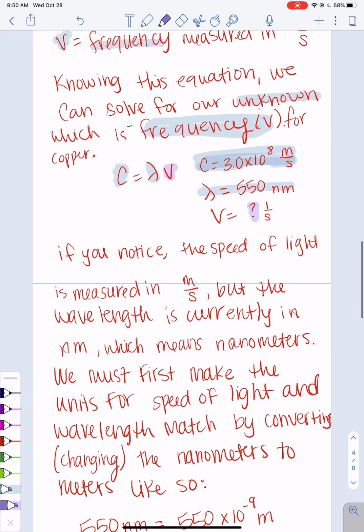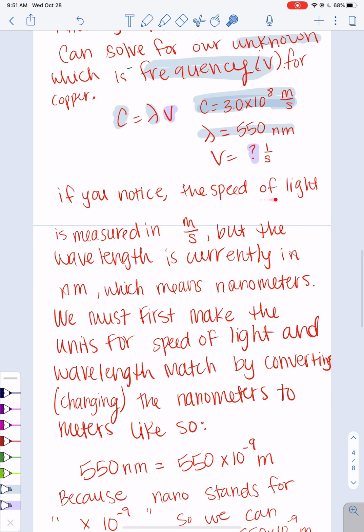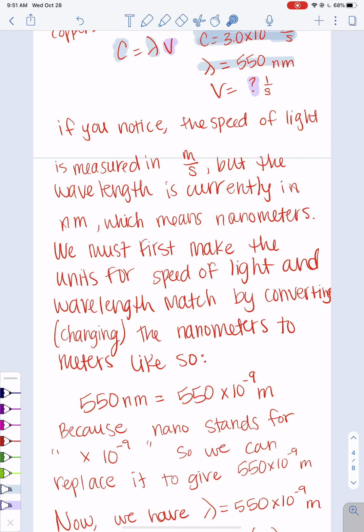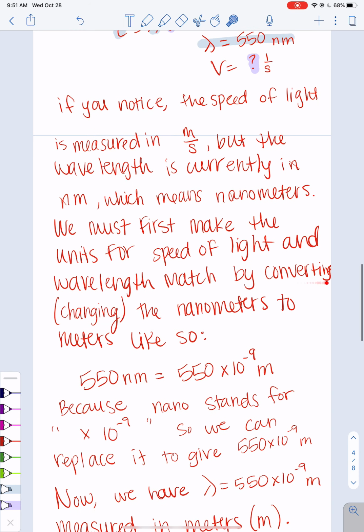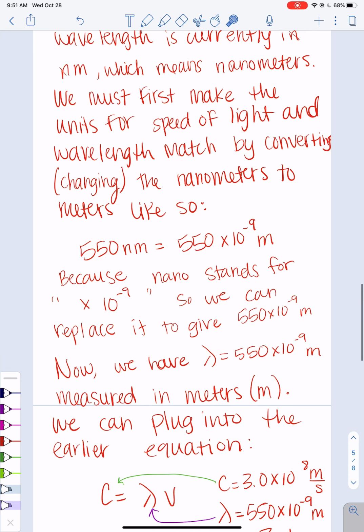Now, if you notice, right here we wrote lambda equals 550 nanometers. But in the formula, we are working with meters. So this and this do not match. The speed of light is measured in meters per second, but the wavelength is currently in nanometers, nm, which means nanometers. We must first make the units for speed of light and wavelength match by converting the nanometers to meters. This is how we do that.